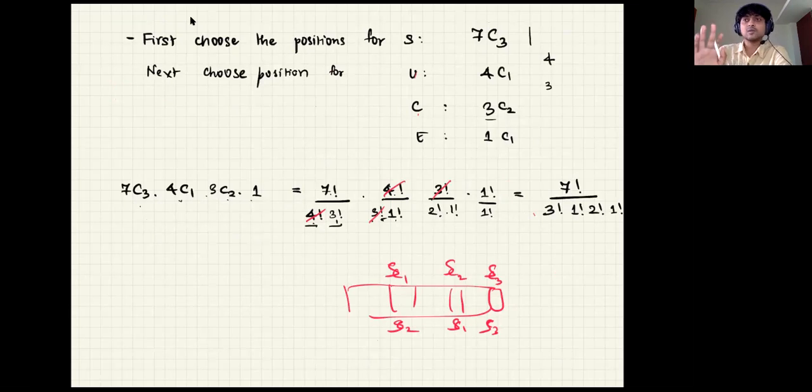Anyway, this is for some people who gave this directly. But do you understand this argument? Like I am choosing out of the total number of positions. I first choose positions for S, then I choose positions for U, then I choose positions for C, then I choose positions for E. You can do it in any order. The final answer will be the same. Okay. Good.